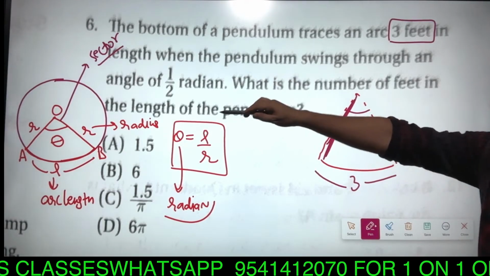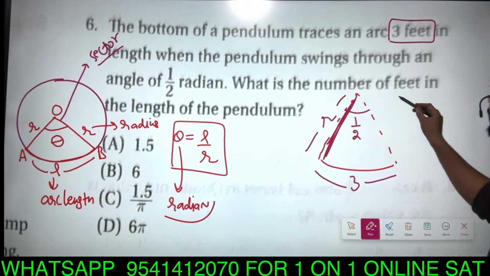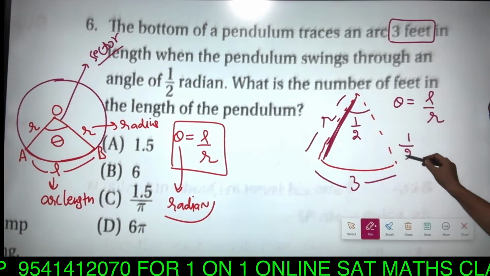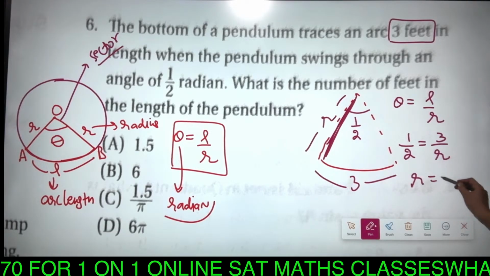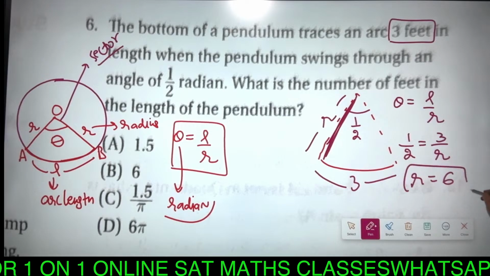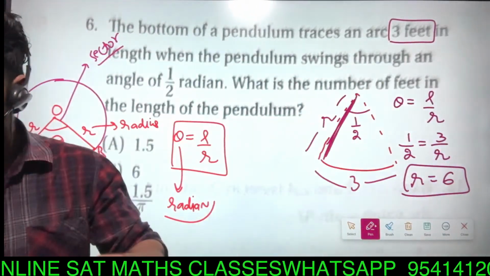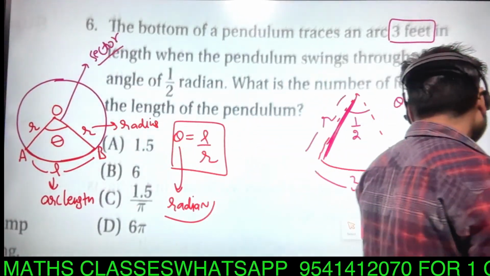So in our question we can say this is our radius. So again we will apply the formula. Theta is L by R. So now theta is 1/2, L is 3, and R we can easily find. R is 6. Very easy question. So by this method we can solve the question. Okay, easy one. Next, question number 7.